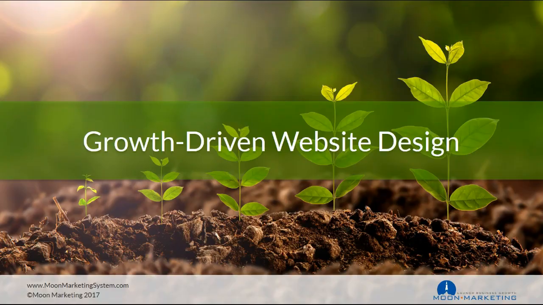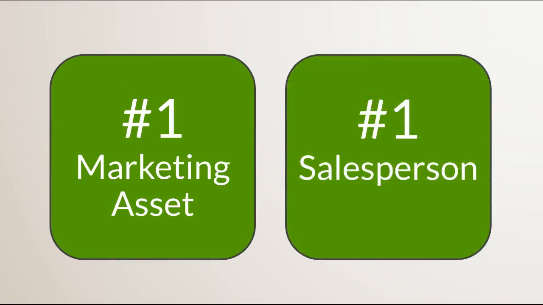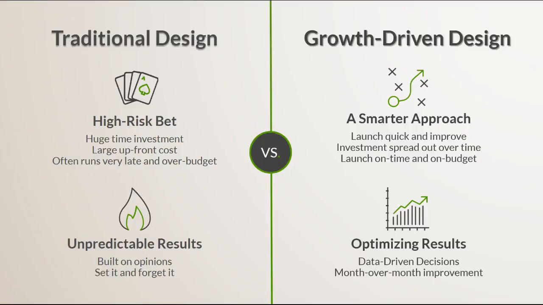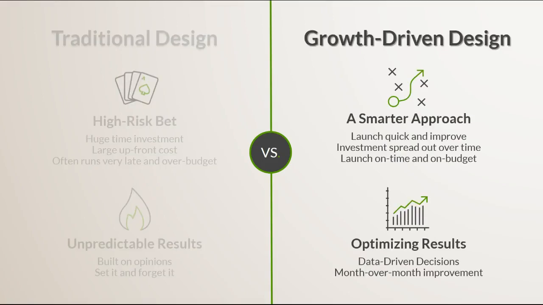For most organizations, their website is their #1 marketing asset and also their #1 24/7 salesperson. That's why it's so critical to put the time, money, and resources into doing it right. There are two main approaches to website development. In the traditional approach, it happens about every 3 to 5 years when an organization all of a sudden says, hey, we need to update our website. It's a big upfront cost, and it's usually built on opinions versus data. And nothing much happens with the website during the off years except for some minor updates and maintenance.